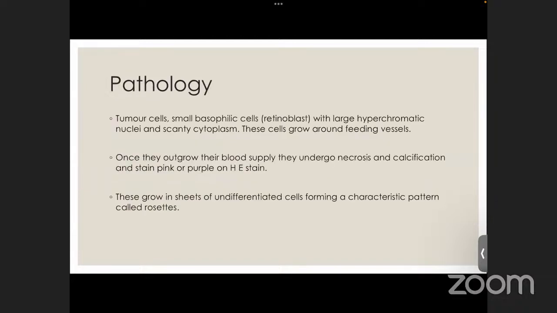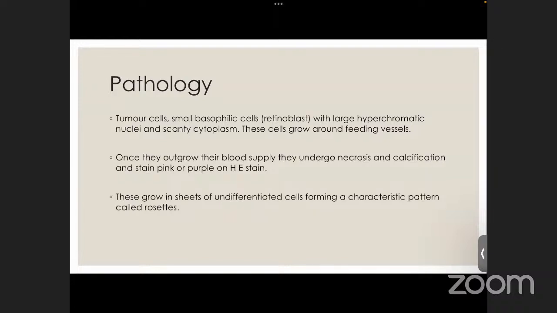Now, coming to the pathology, the tumor cells are small basophilic cells known as retinoblasts with large hyperchromatic nuclei and scanty cytoplasm. That means a high nucleocytoplasmic ratio. And these cells grow around the feeding vessels. Now, as we described, they will undergo necrosis and calcification. After that, they will stain pink or purple on H&E stain.